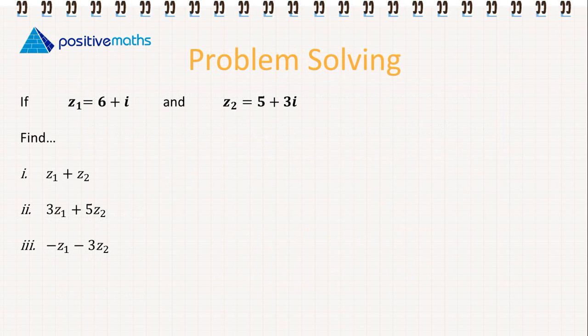So let's look at another problem-solving activity involving addition, subtraction and multiplication. We're told that Z1 is equal to 6 plus i, Z2 is equal to 5 plus 3i. The first part asks us to find Z1 plus Z2. So Z1 is 6 plus i, plus Z2 is going to be plus 5 plus 3i. Here there's no multiplication, we just add the real parts and the imaginary parts. So 6 plus 5 gives us 11, i plus 3i gives us 4i.